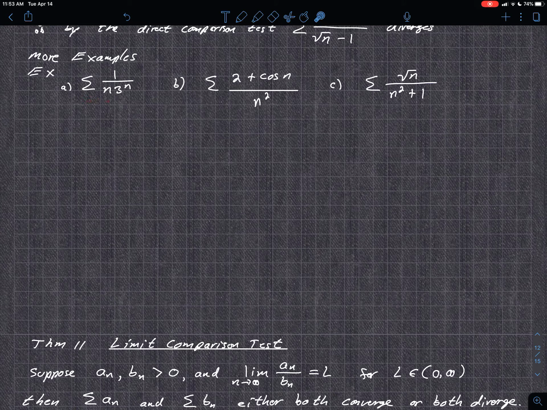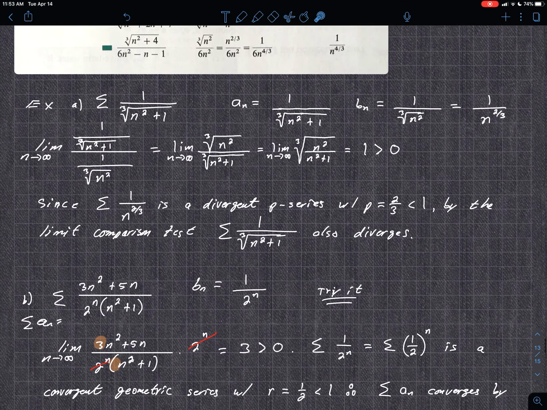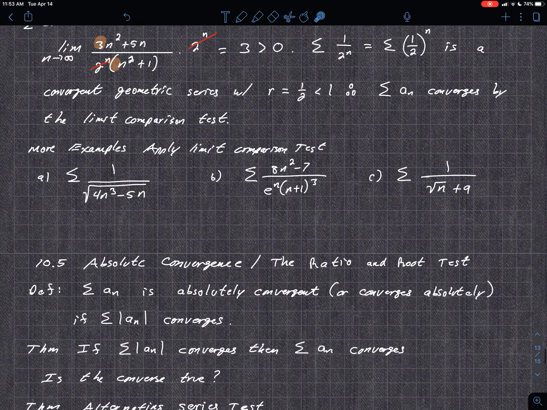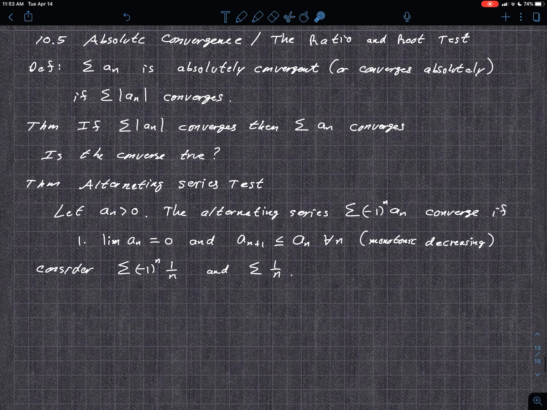Let's continue in the next section. I put in a couple more examples to look at. This is for the direct comparison test. And then we did the limit comparison test. Here and here, I put in a few more examples if you want to try them for the limit comparison test.